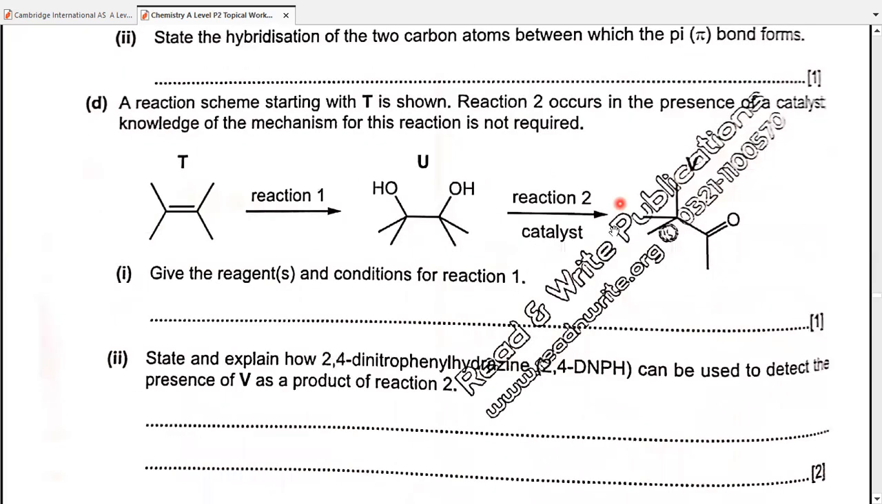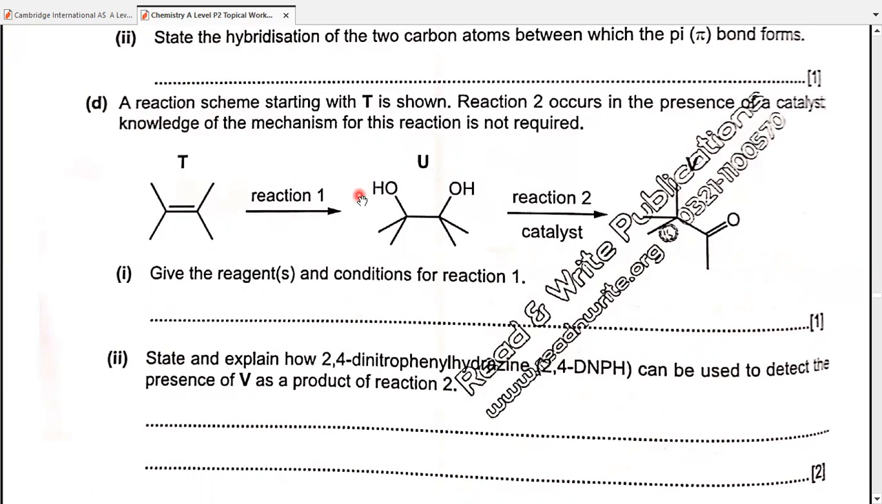D. A reaction scheme starting with T is shown. Reaction 2 occurs in the presence of a catalyst. Knowledge of the mechanism for this reaction is not required. Give the reagents and conditions for reaction 1. Cold dilute potassium manganate(VII).